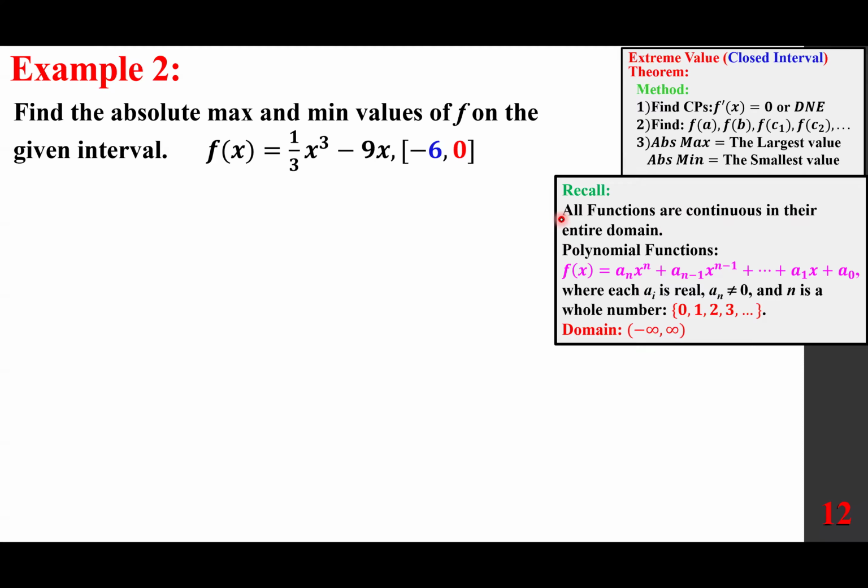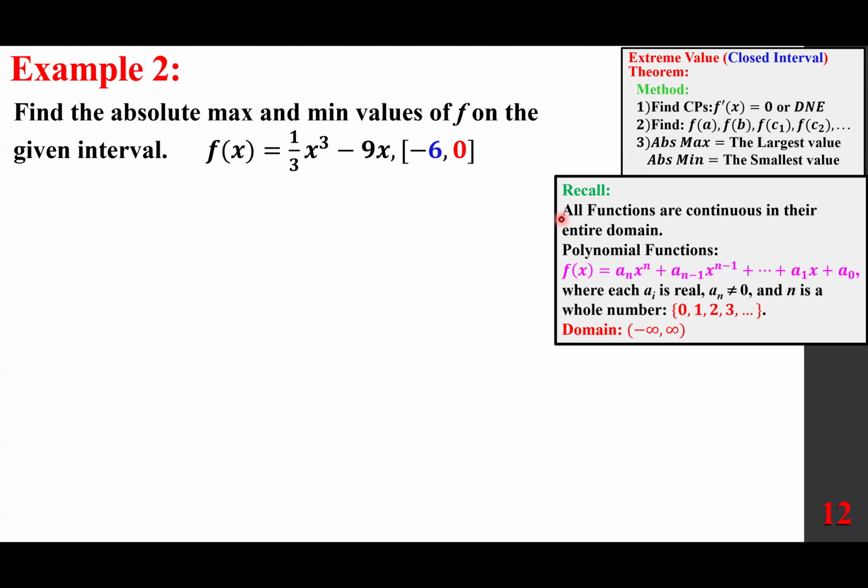If you look at all the different types of functions we've seen in algebra, such as polynomial functions, rational functions, logarithmic functions, exponential functions, trigonometric functions, we remember the graph, we should, and therefore we remember the domain.